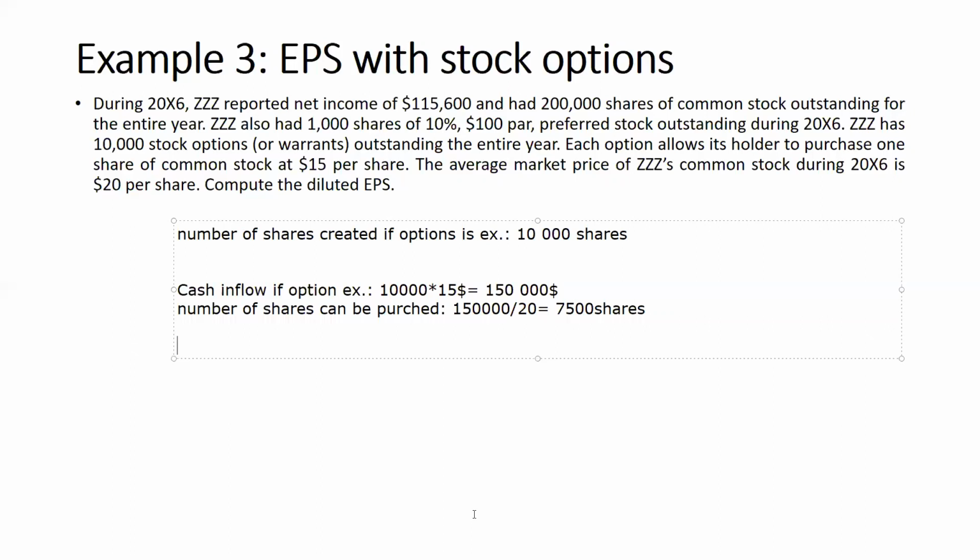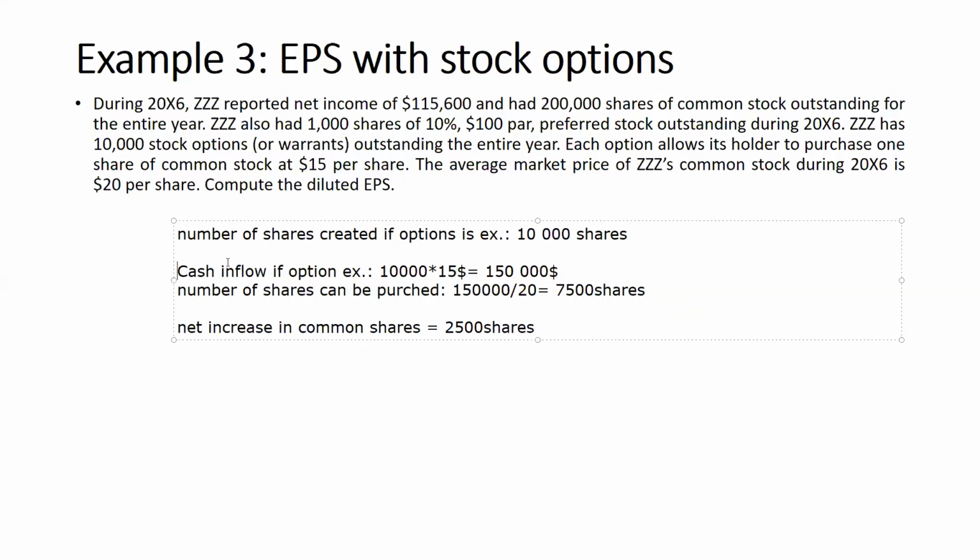And here we need to calculate a net increase in common shares, which is the difference between the number of shares created if the options are exercised and the number of shares that can be purchased: 10,000 minus 7,500 will give you 2,500 shares. It's a net increase in common shares outstanding from exercise of the options. This is the common share effect.